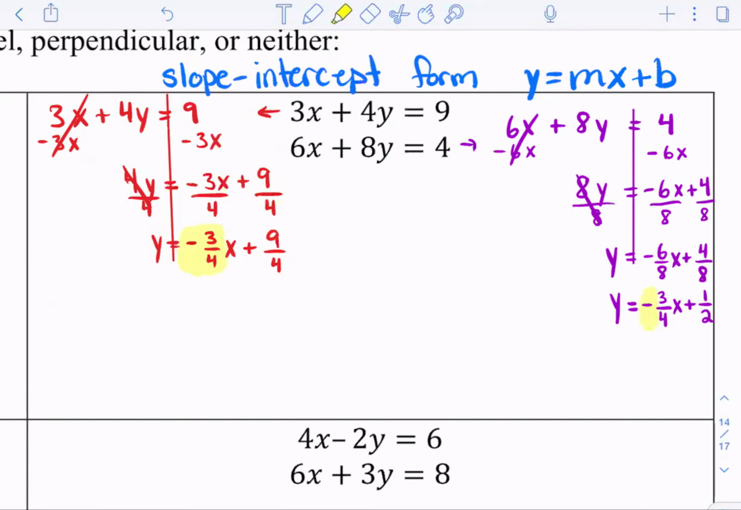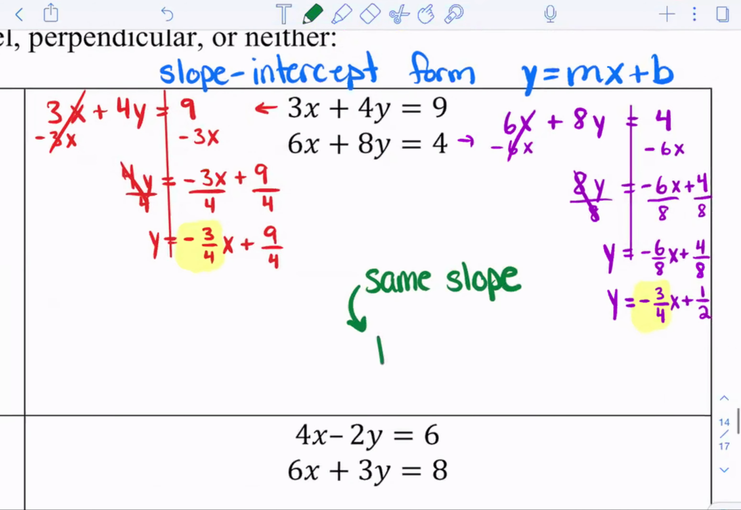Again, let's highlight our slope and compare these two yellow highlighted slopes. I'm noticing that they are exactly the same. Negative 3/4 equals negative 3/4. Same slopes means, you got it, parallel lines.